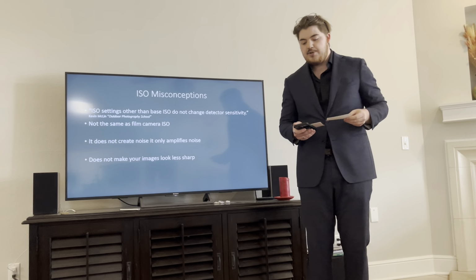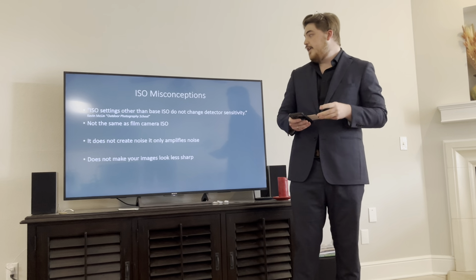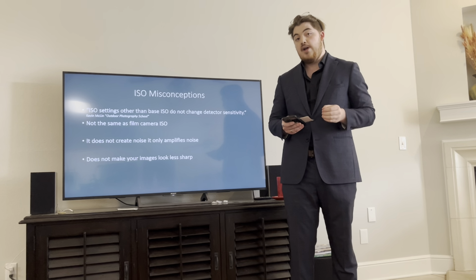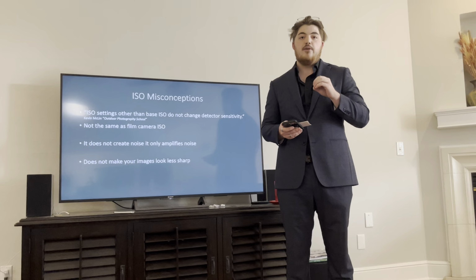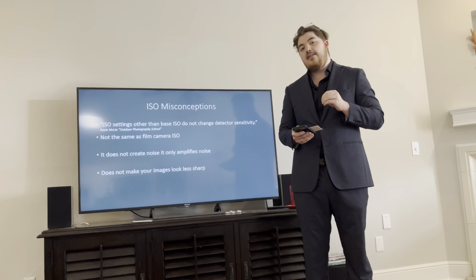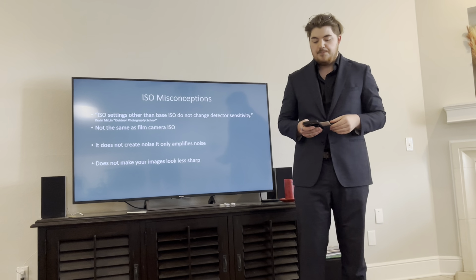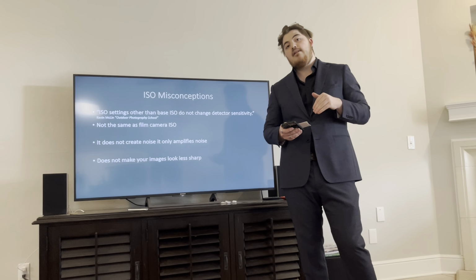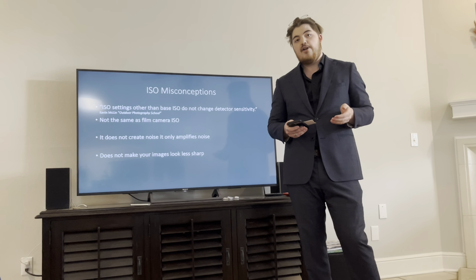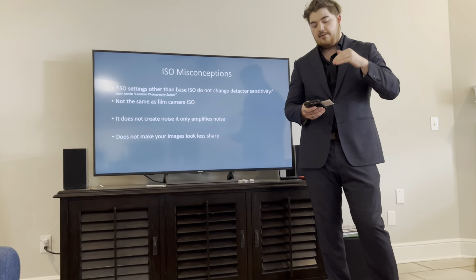Some ISO misconceptions. Kevin McLinn of the Outdoor Photography School states that ISO settings other than base ISO do not change the detector settings, the detector being the image sensor itself. A lot of people think that when you raise the ISO, it makes it more sensitive to light, and that's not true. It's just bringing in more light to the photo. Film camera ISO and DSLR camera ISO are not the same. Film camera ISO is the actual sensitivity to light, and DSLR ISO is the addition of light, bringing it in.